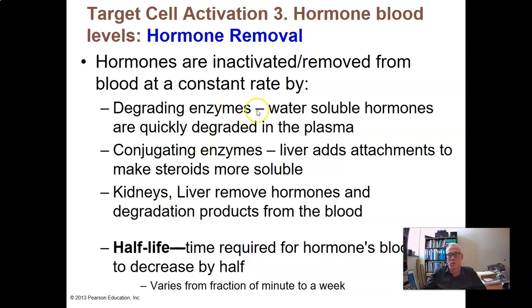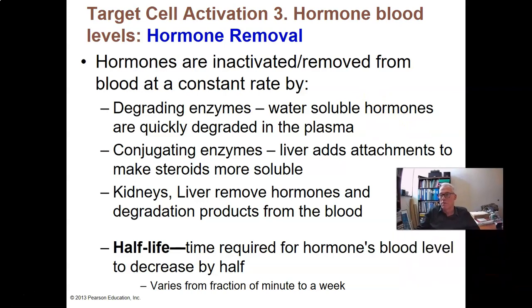Here's a couple of mechanisms by which the hormones are removed from the circulation. In the blood, in the plasma, are enzymes that can break down peptide-based or amino acid hormones very quickly. As soon as we stop releasing peptide hormones, their levels in the blood go right down.